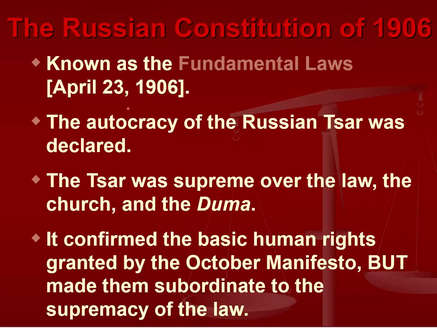So here we can see, though, this is the Russian Constitution of 1906, known as the Fundamental Laws. So still maintaining the autocracy of the Russian Tsar. The Tsar was supreme over the law, the church, and the Duma, which means if the Duma passed something that the Tsar didn't like, the Tsar could just choose not to follow it. It confirmed the basic human rights granted by the October Manifesto, but made them subordinate to the primacy of law, aka he still had all the power.